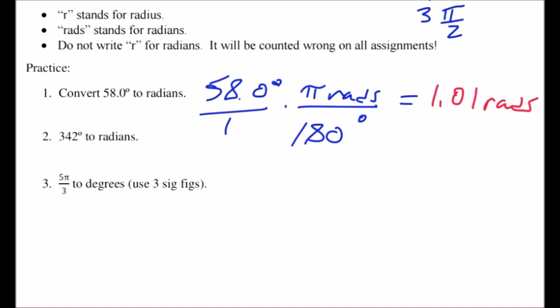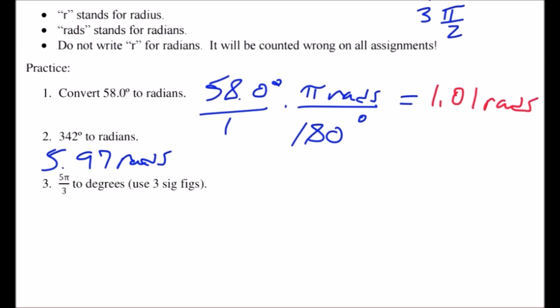I'll call on one of y'all in just a minute. 360 is 2 pi radians. Okay, Graham, tell us what you got for number 2, please. Graham says 5.97 radians. Raise your hand if that's what you got too.